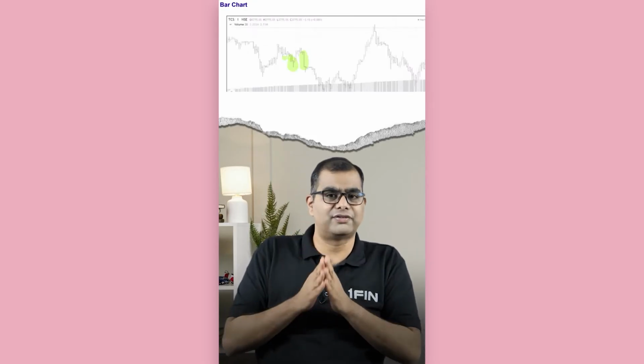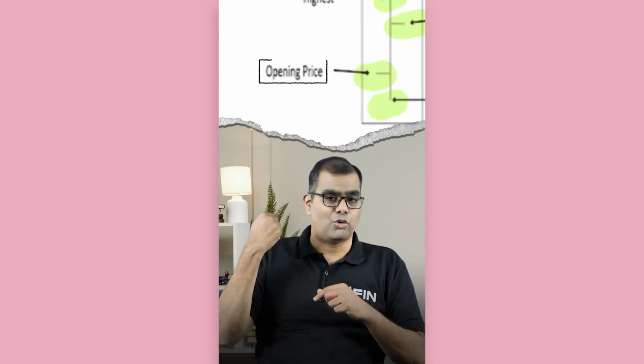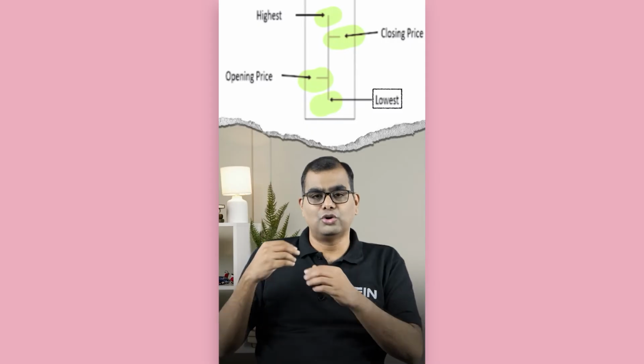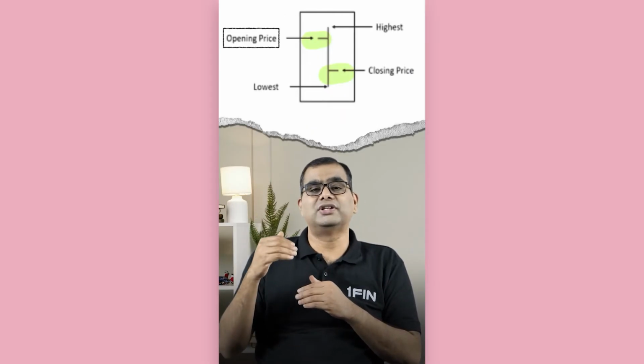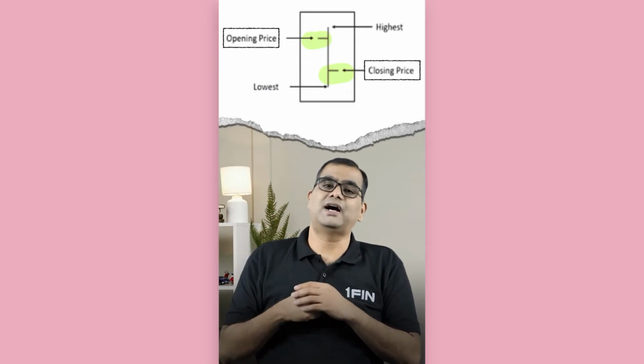Then you have something called bar charts. Bar charts are slightly different from line charts, and in a bar chart you also give 4 more data points: opening price, closing price, high as well as low. So there are 2 horizontal bars on a bar chart which depict the opening price and closing price, whereas the entire length of a bar depicts the high and low.